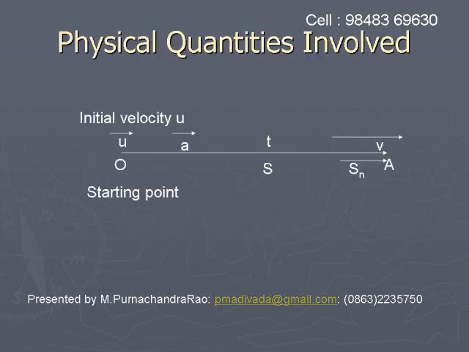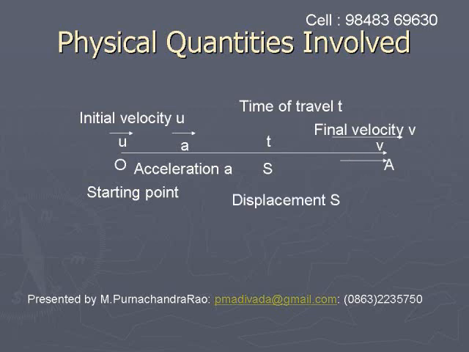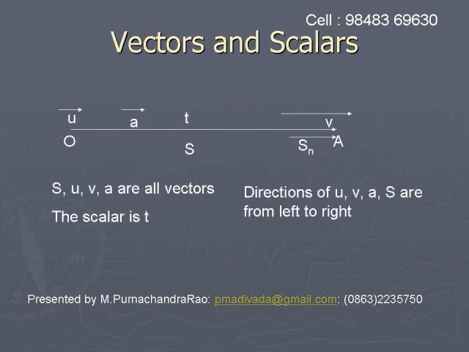Let us recall the physical quantities involved in kinematics. Initial velocity u, acceleration a, time interval t, final velocity v, starting point is O, displacement s, and the final position is A, and the displacement in the nth second is Sn. These are the physical quantities involved in kinematics.